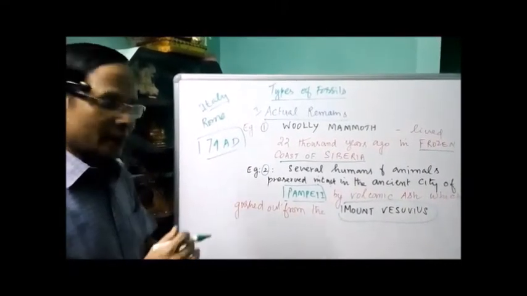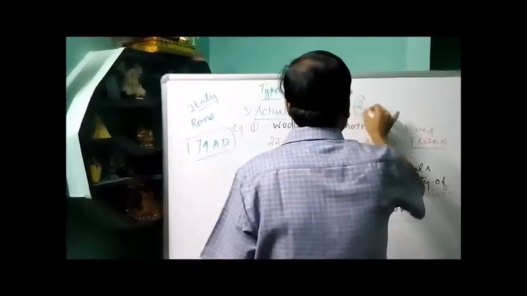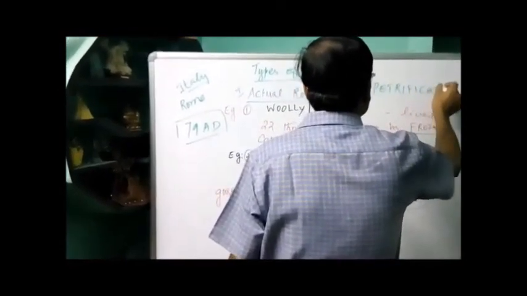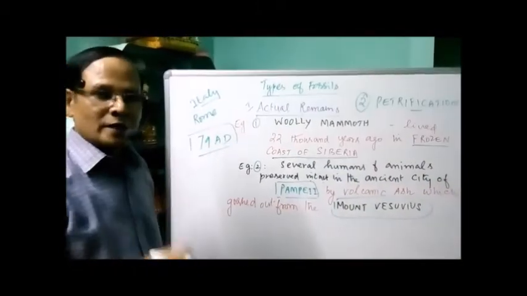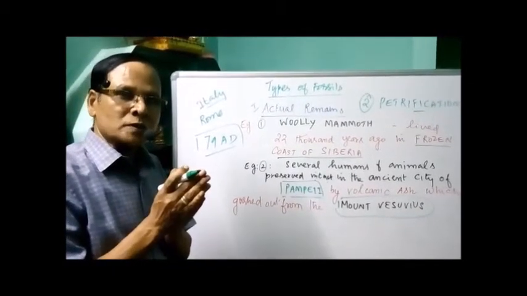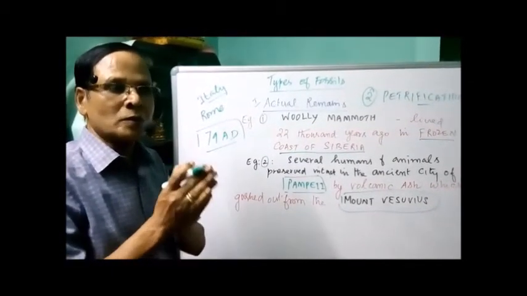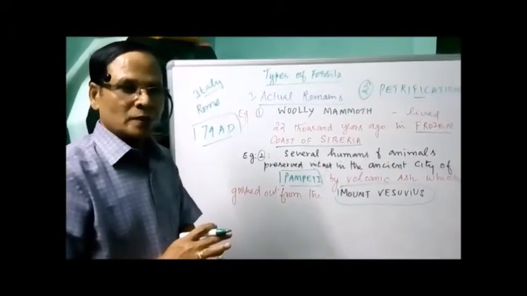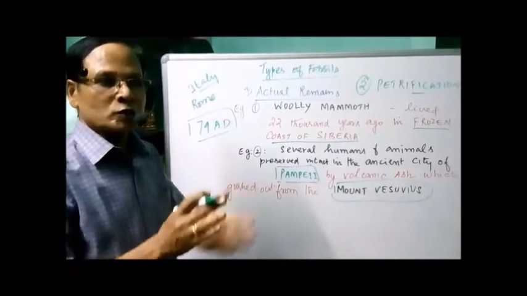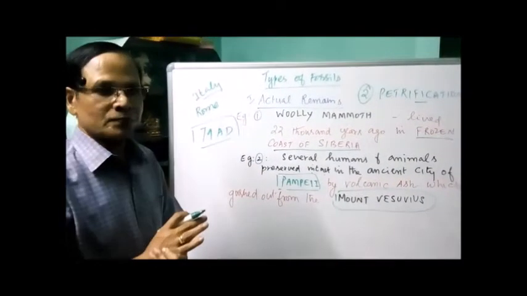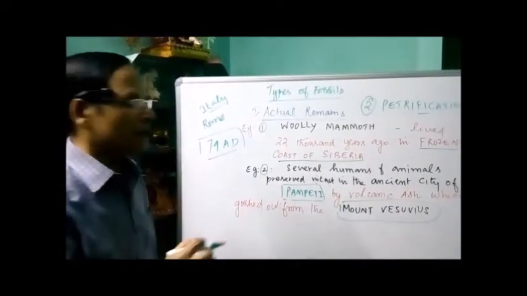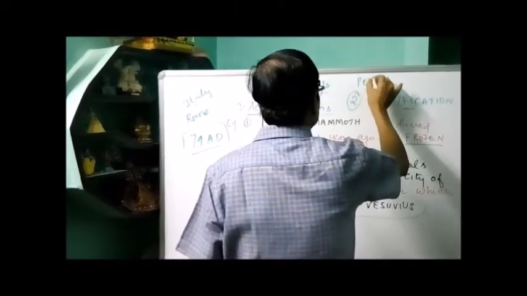Now we have to go for the second type of fossilization, petrification. What is petrification? When the animal or plants die, the original body parts are replaced molecule per molecule by some minerals. During this course, the original substance is lost by means of disintegration. This is called petrification, and the fossils obtained by this process are called petrified fossils.